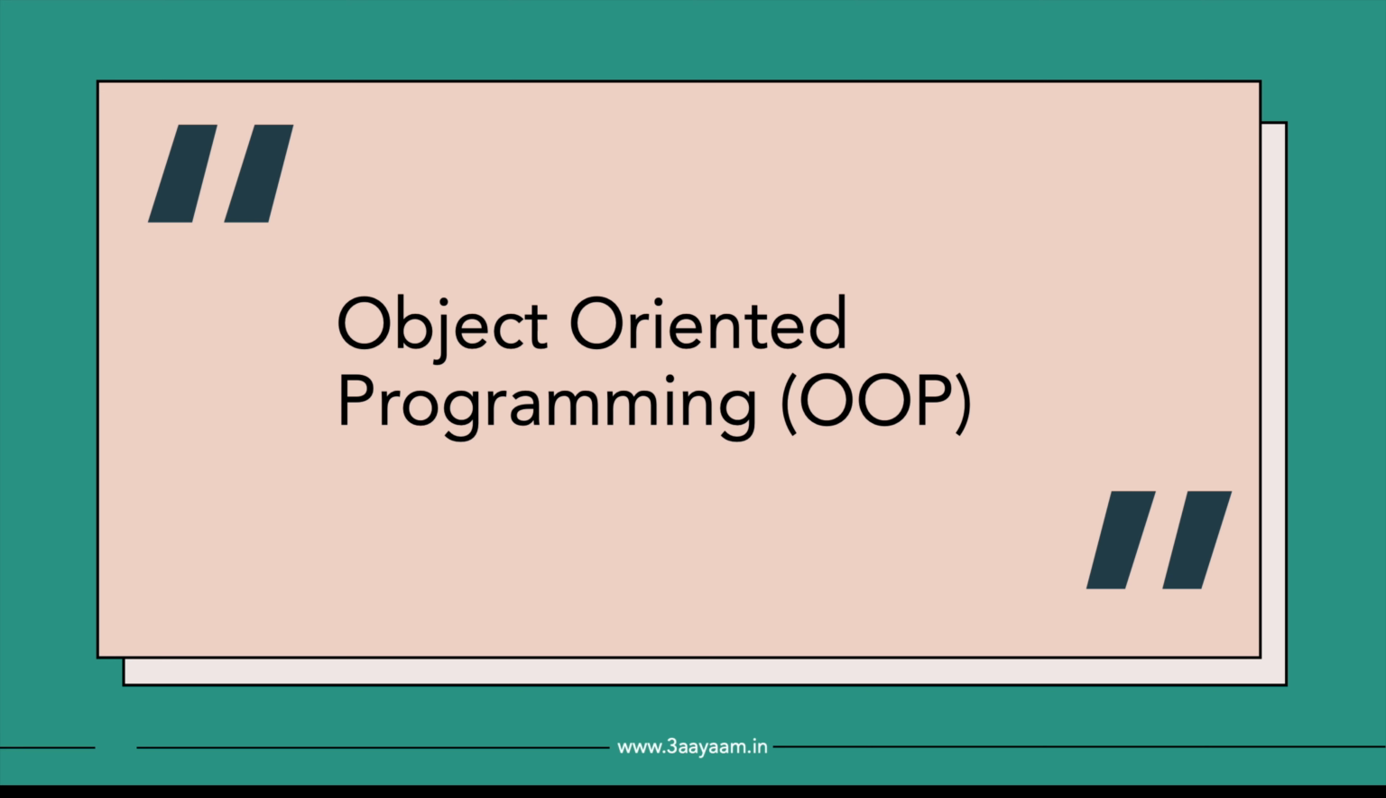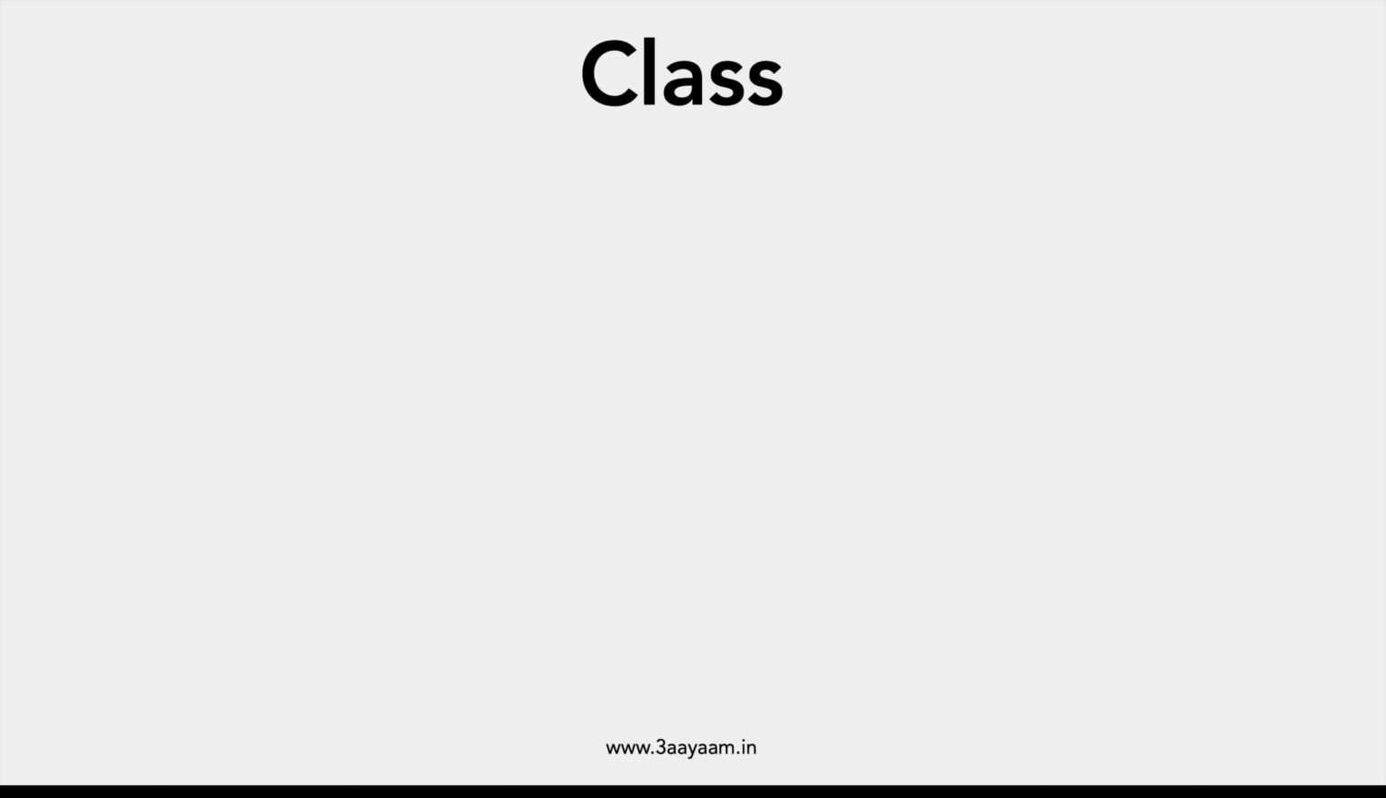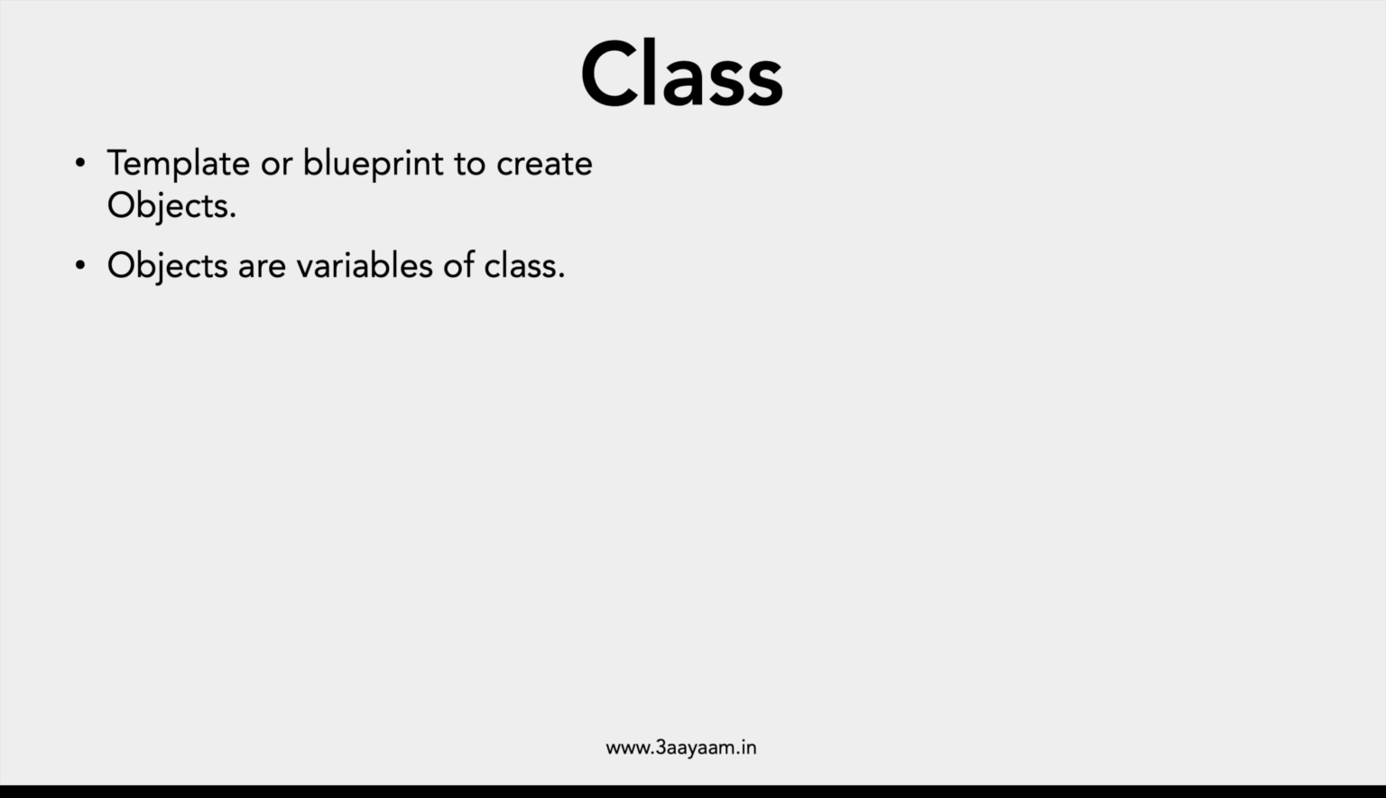So let's start with object-oriented programming. I have already told you about class and objects at a very high level. So what is a class? A class is basically a template or a blueprint to create objects, and objects are essentially the variables of a class. So whenever we define an object, we are defining a variable of that particular class.